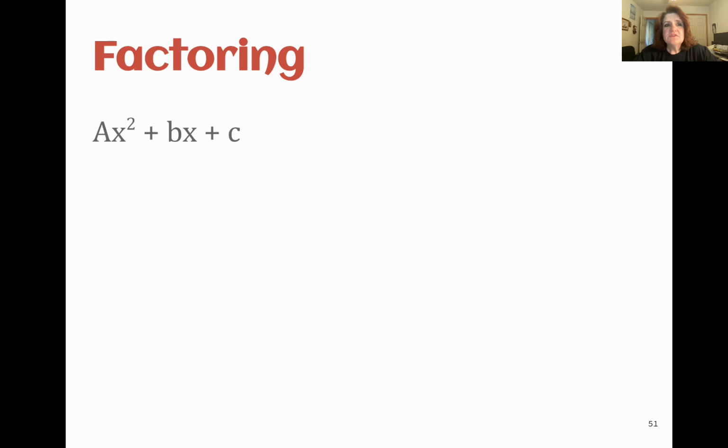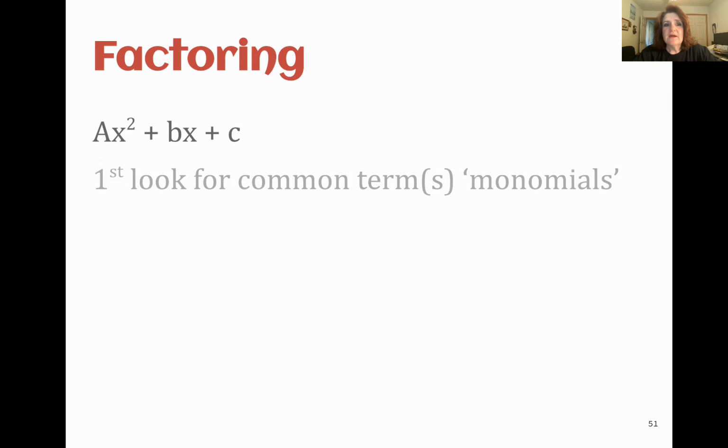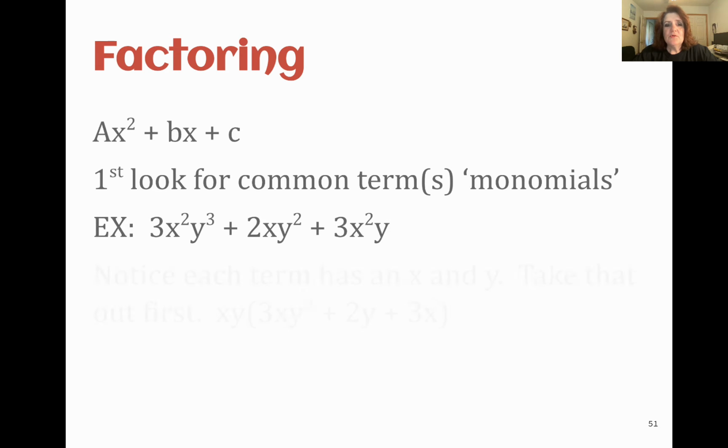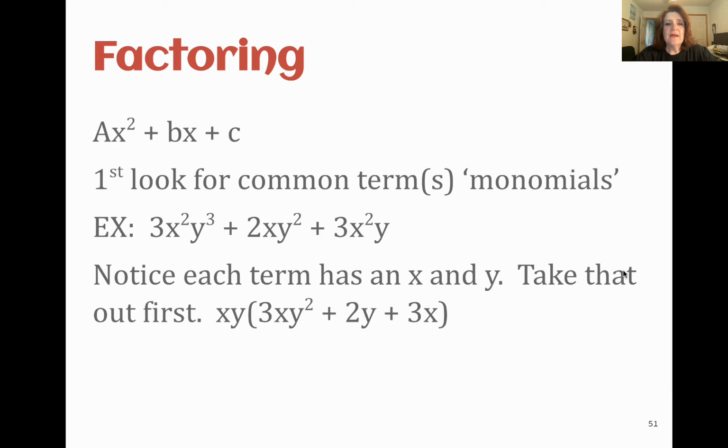When you're given an equation that looks like ax squared plus bx plus c, that's a quadratic. And the first thing you look for is common terms or monomials. In this example, notice that each term has an x and a y. Take that out first and then see what you have left.